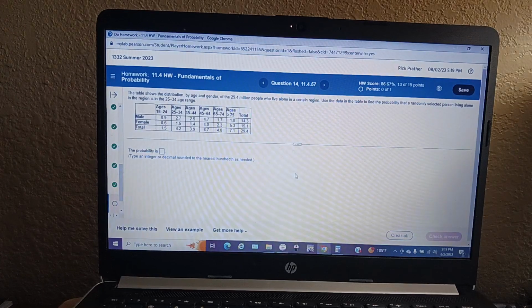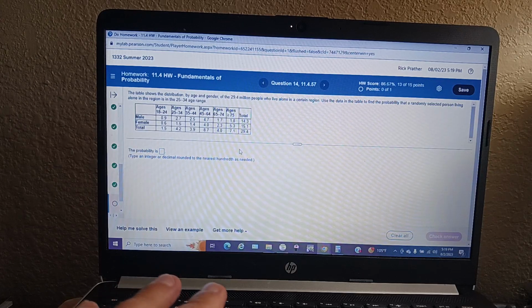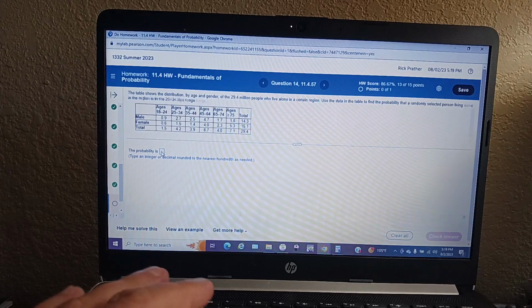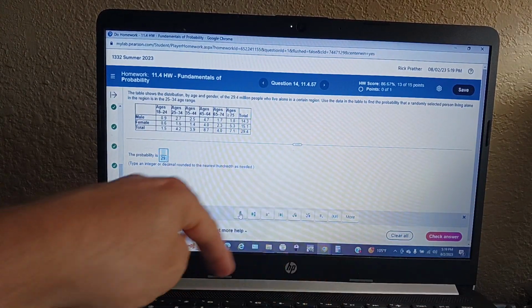So here's another chart problem. This last one just asked for male. Now they're just asking for an age. But I'm looking at my grand total in the bottom right corner, 29.4. That's definitely going to be the denominator before I whip out a calculator.